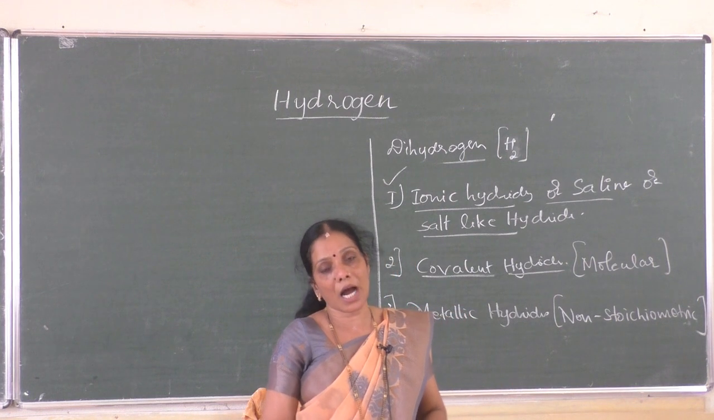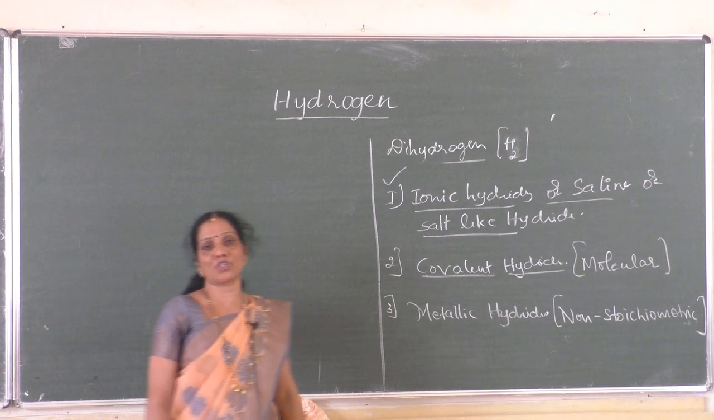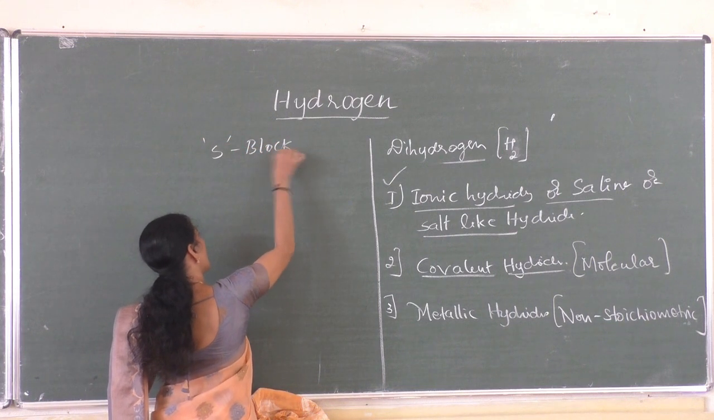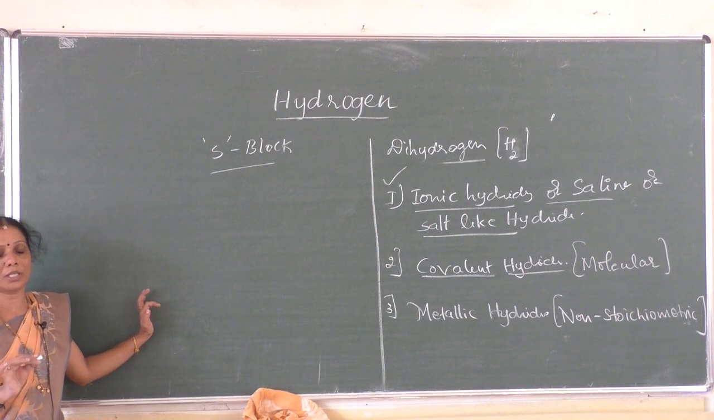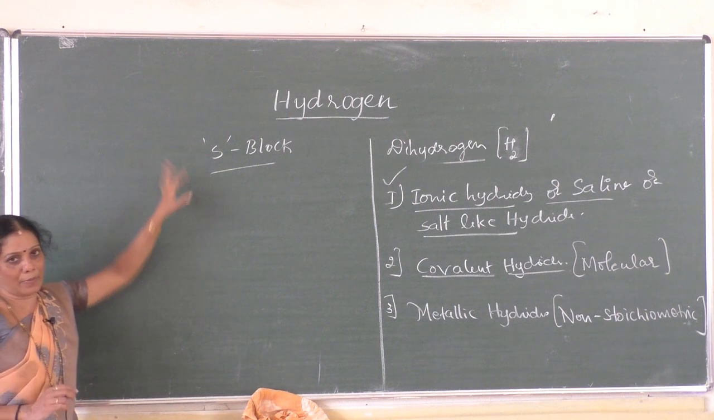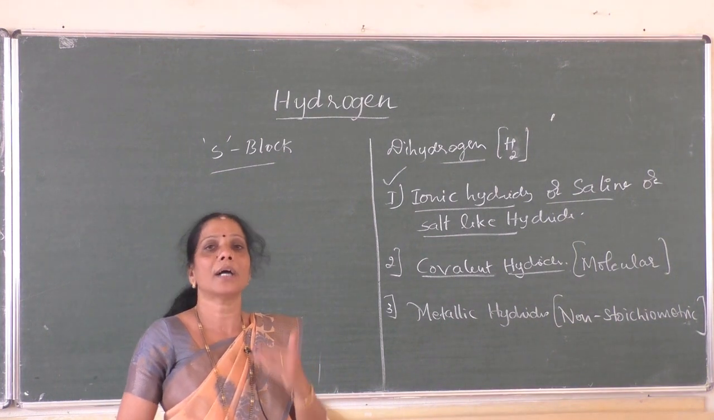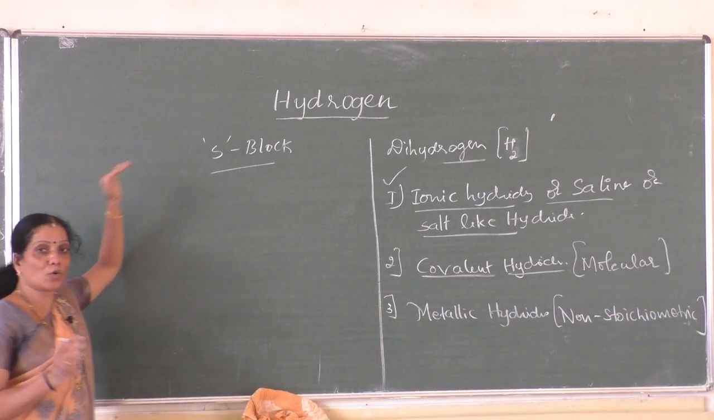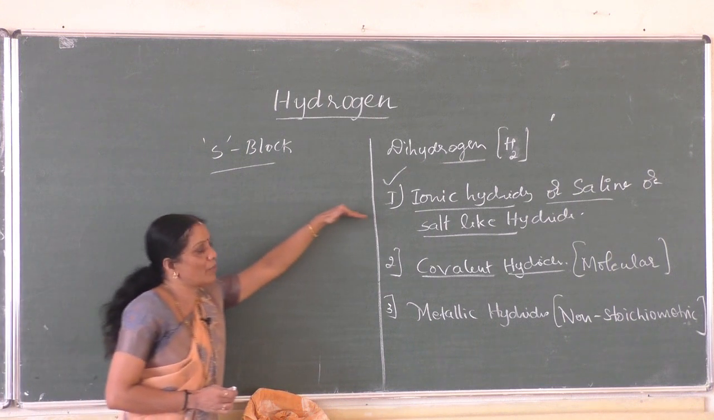Other elements. Now ionic hydride means a binary compound formed when hydrogen combines with any of the s-block elements. Listen now, ionic hydride is the binary compound of hydrogen formed by the reaction of hydrogen with what? S-block elements. S-block contains two groups, first group and second group, that is the alkali metals as well as the alkaline earth metals. Now when hydrogen combines with an alkali metal or alkaline earth metal, it results in the formation of what?